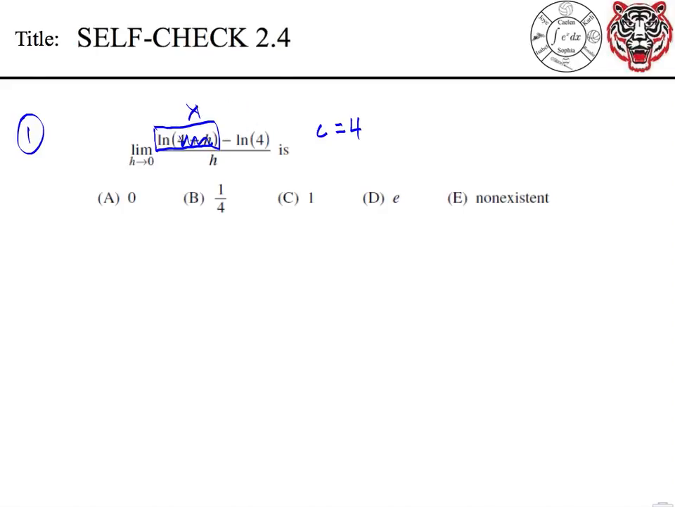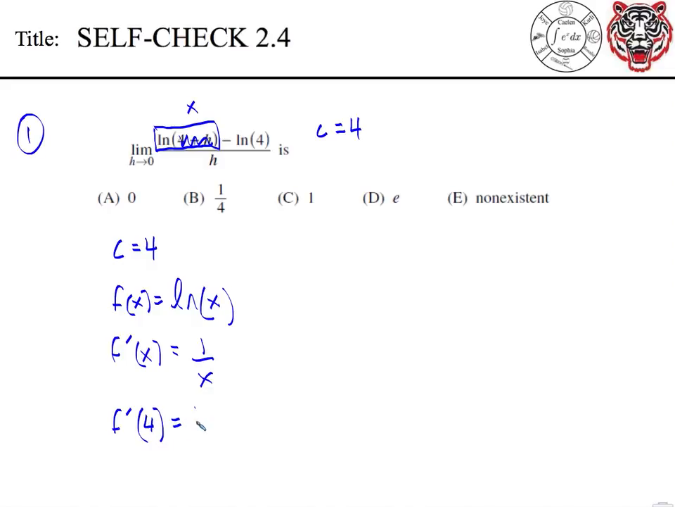Our function is natural log of X, so we'll write that down. Our C is equal to 4. Now we're taking the derivative: f prime of X is equal to 1 over X. And when I take f prime of C, or f prime of 4, it is 1 over 4. You got the correct answer, Joy. It is B, 1/4. Let's check out number 2.